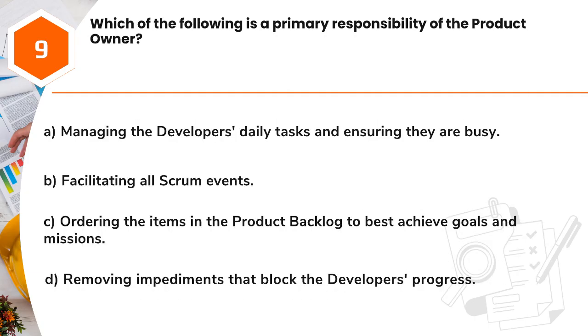Question 9. Which of the following is a primary responsibility of the product owner? A. Managing the developers' daily tasks and ensuring they are busy. B. Facilitating all Scrum events. C.